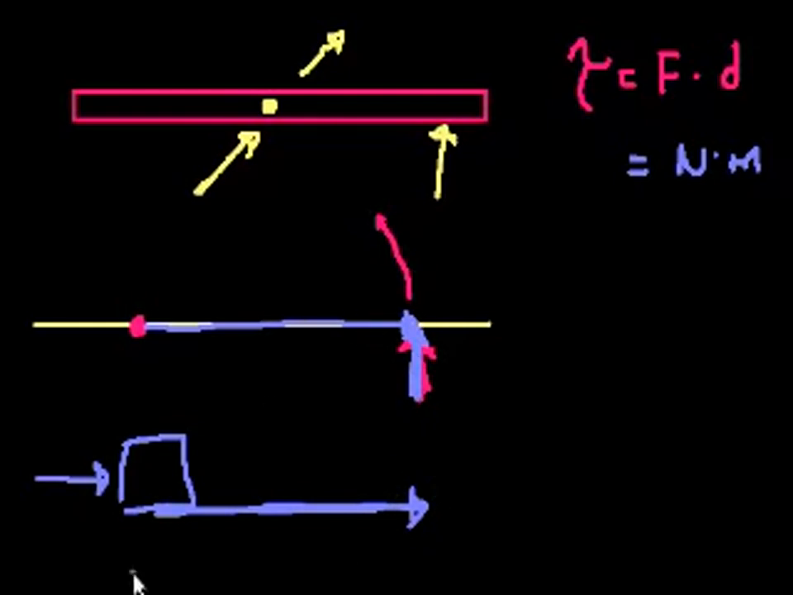In the situation of torque, the distance vector, this is the distance from the fulcrum or the pivot point or the center of the mass to where I'm applying the force. This distance vector is perpendicular to the force that's being applied. So torque and work are fundamentally two different things, even though their units are the same.